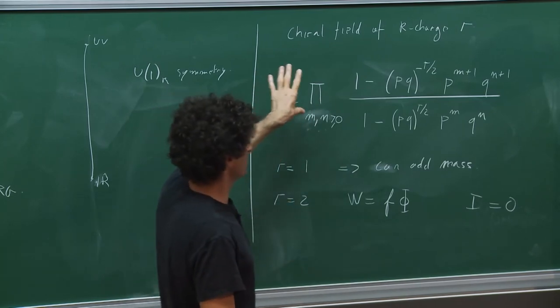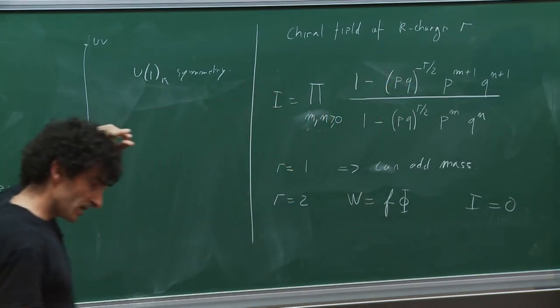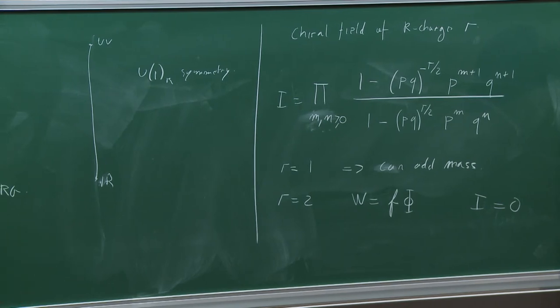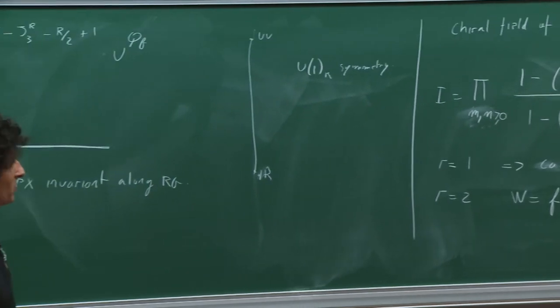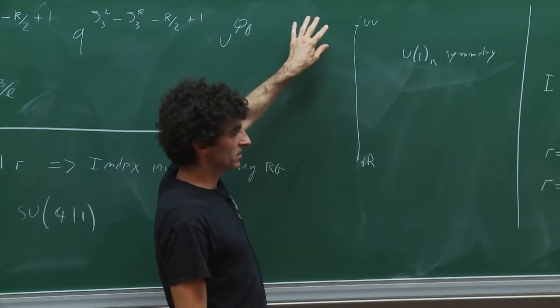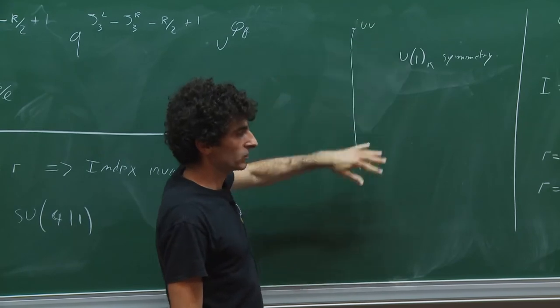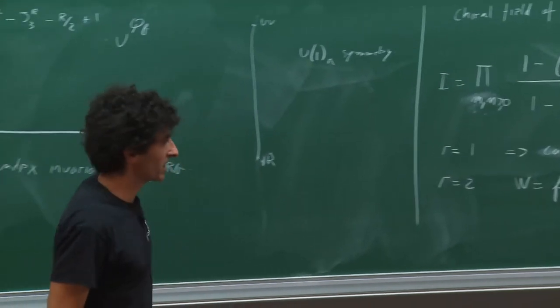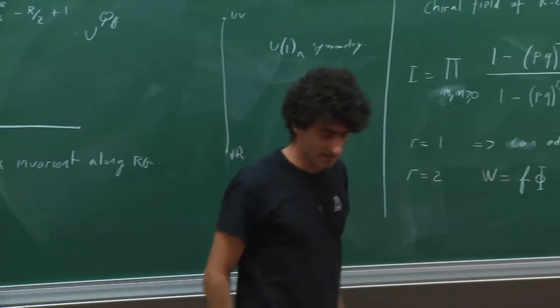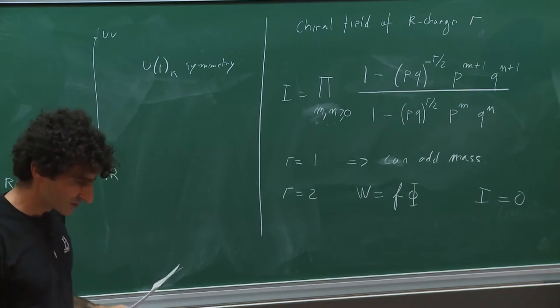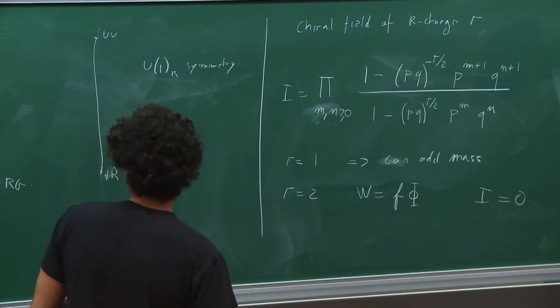It will be infinite products of p's and q's. And indeed, there is some theory of how to handle these integrals. And you could check, for instance, that if you have two theories which are IR dual, they indeed have the same index. So that's a very non-trivial check. It's much more non-trivial than these very simple examples.